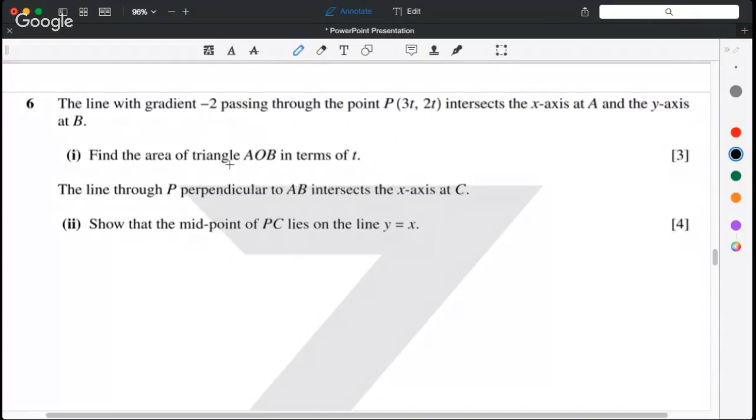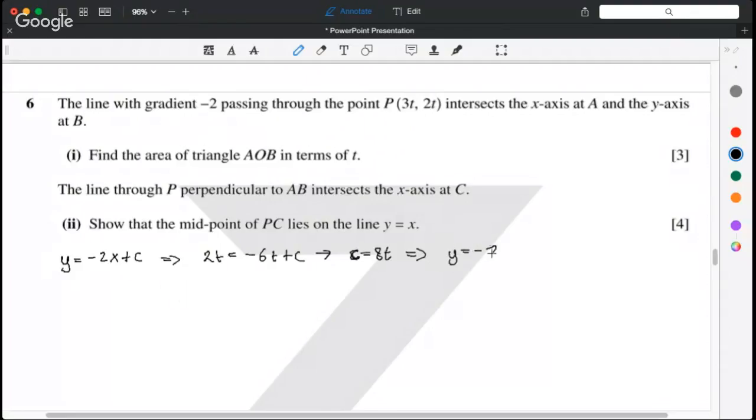We have this line with a gradient minus 2. So I think that's a good clue to look for the equation of the line. So it's going to be y is equal to minus 2x plus c, where c is the constant. Now we know that P is on this line. Therefore, it must obey this equation. So we have that 2t is equal to minus 6t plus c. So c is equal to 8t. So that's our line.